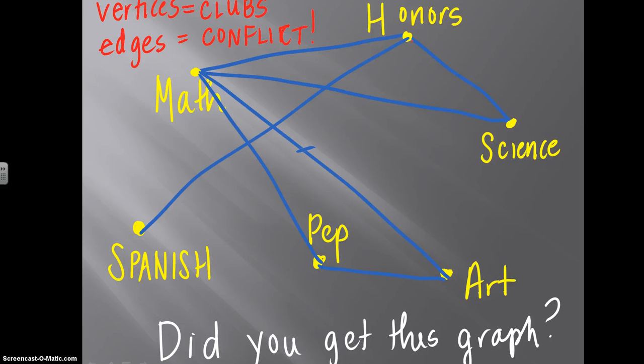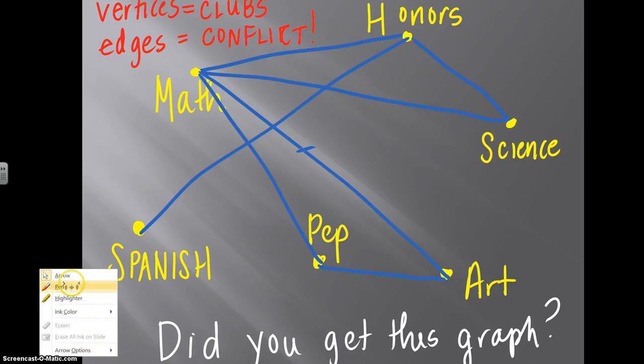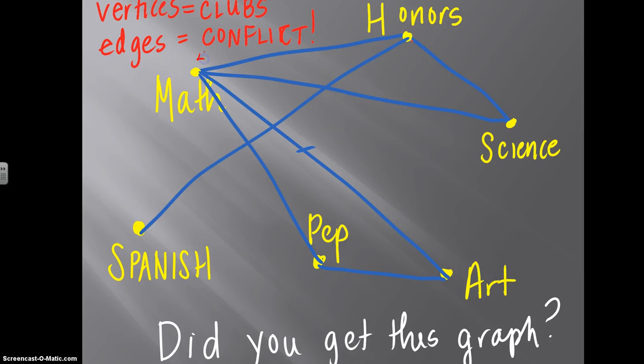So now that you have your graph made, all you need to do at this point is go around and look at the degree, or valence, at each vertex. So Math has 4, Spanish has 1, Honors has 3, Science has 2, and Art and Pep also have 2. So the way you do this process is that you want to choose the vertex with the highest degree because there's the most conflict with that club.